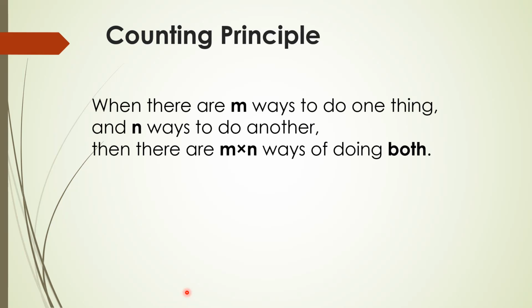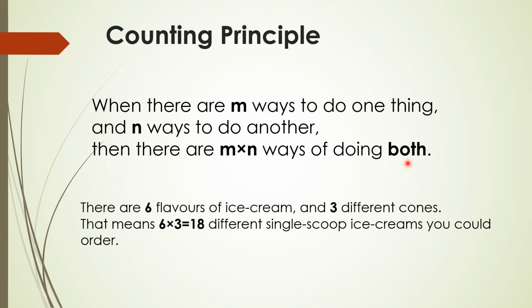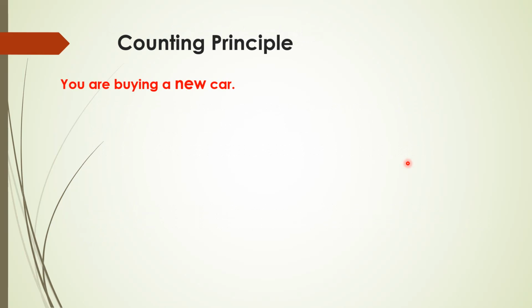Well, when there are m ways to do one thing and n ways to do another, there are m times n ways of doing both. Okay, that's the fundamental counting principle. So, there are 6 flavors of ice cream and 3 different cones. That means there are 18 different single scoop ice creams that you can order.